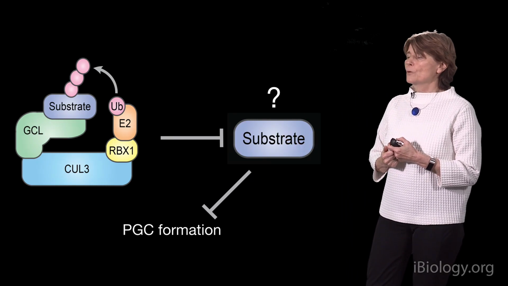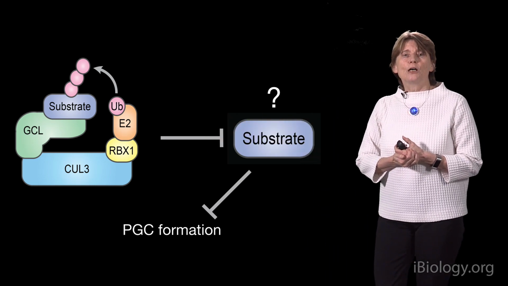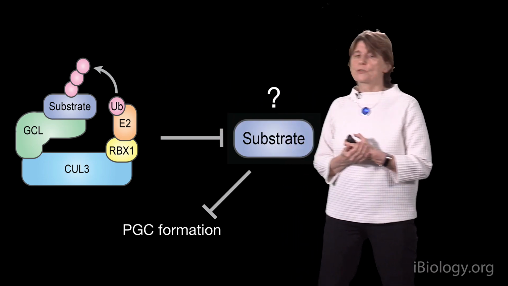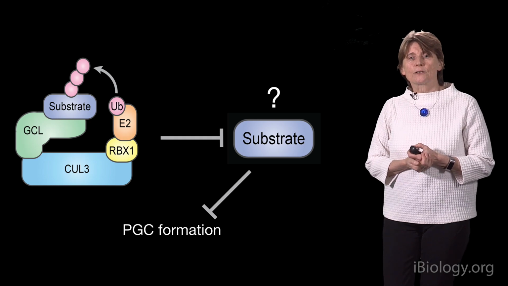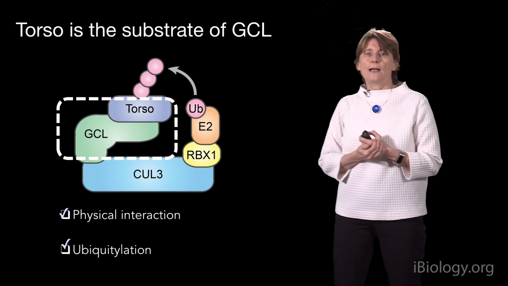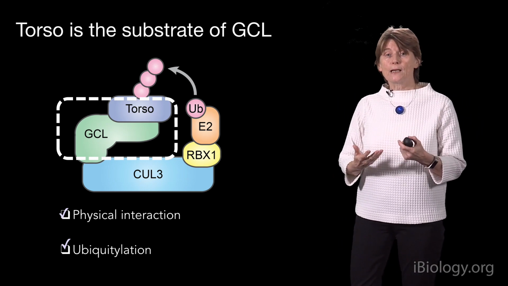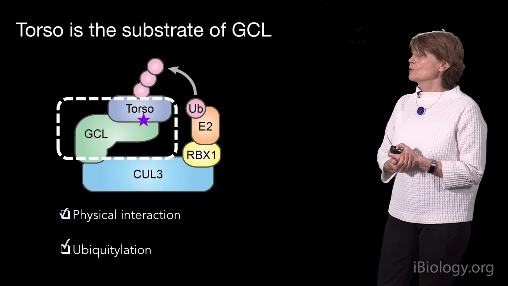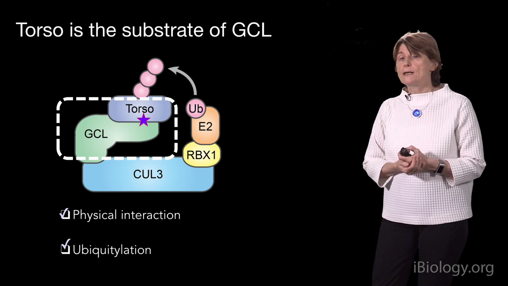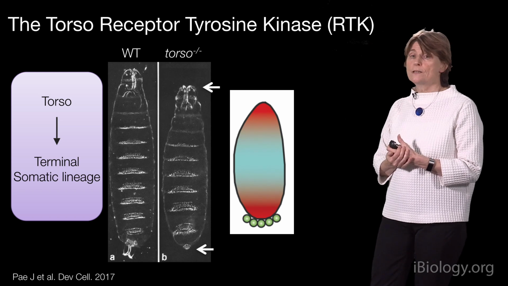So we used this mutation, which interrupts the Cullin 3 interaction, to more easily get towards the substrate, because the substrate will now not be degraded, but will still interact with germ cell-less. And so Jui identified Torso as a substrate for germ cell-less. Again, we could show that mutations in the germ cell-less domain were important for the interaction with Torso.